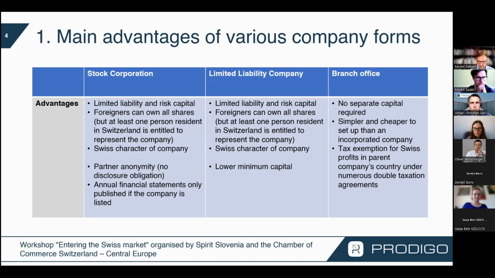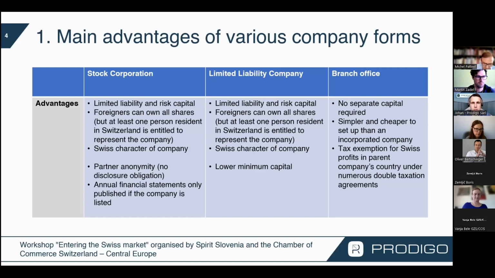Moreover, with the stock corporation and the LLC, the local character of the company is stronger compared to the branch office because you are locally implanted in Switzerland. And in addition, for the stock corporation, you benefit from shareholder anonymity. It means that the partners are not published in the commercial registry, which is not the case for the LLC. This information is published in the commercial registry for the LLC.